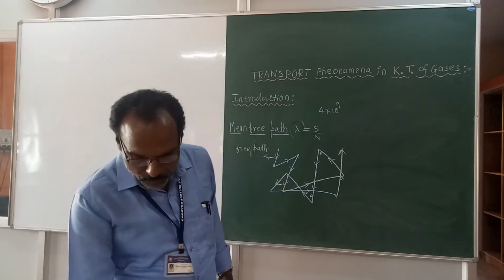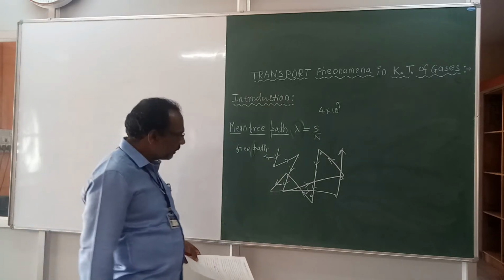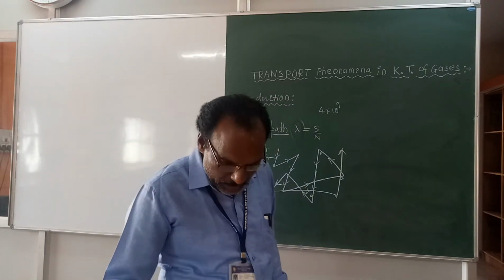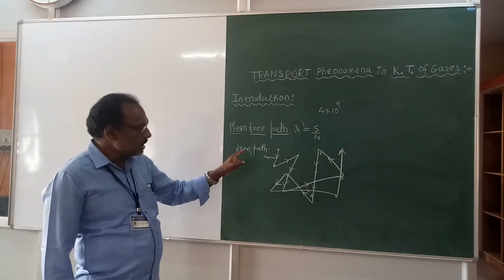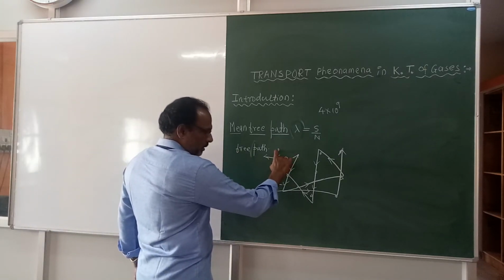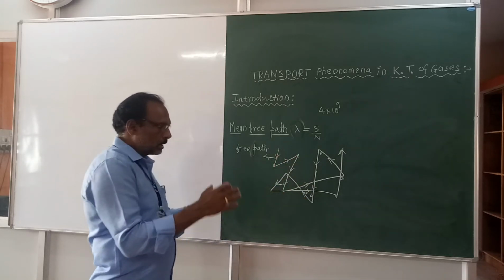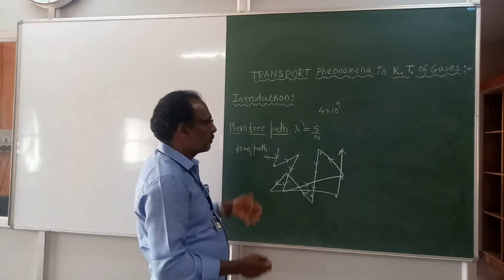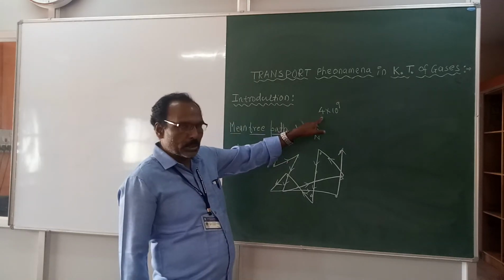So the term mean free path is used, and it is defined as the average distance traveled by a gas molecule between two successive collisions. All the straight-path distances are counted and then divided by the number of collisions, and that gives the average path. I have given an example here.